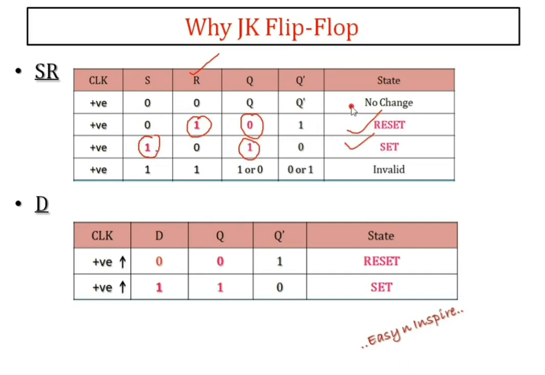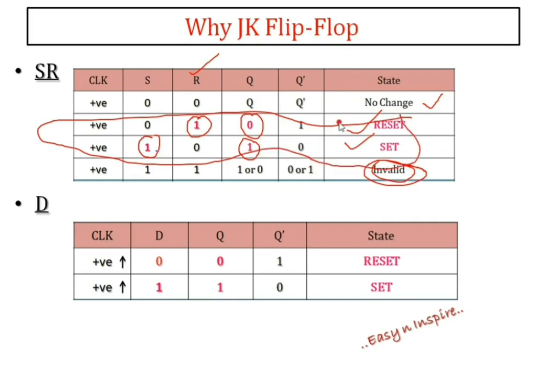S0, R0 condition is nothing but the no change condition. And there is one invalid condition in the SR flip-flop. We know this one and we have already discussed it. So this is about the SR flip-flop. And in this SR flip-flop, observe here, only two conditions are there, that is nothing but reset and set.